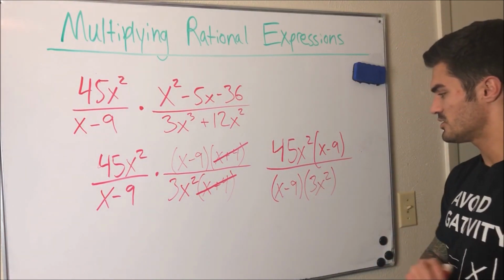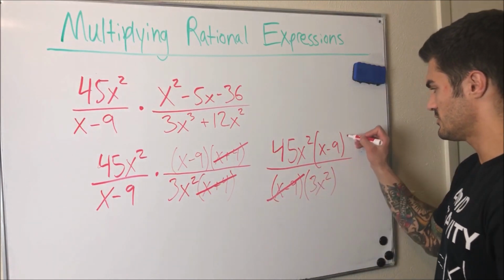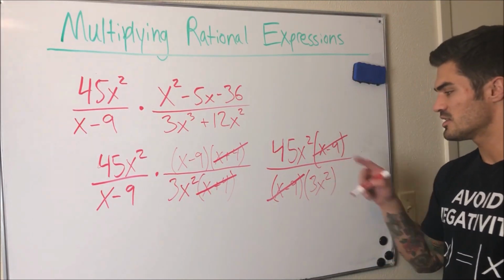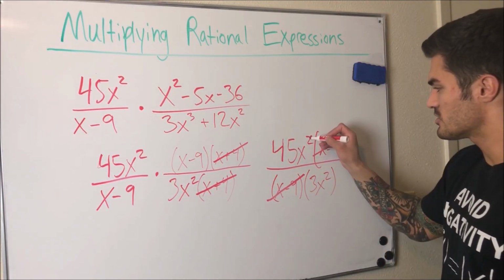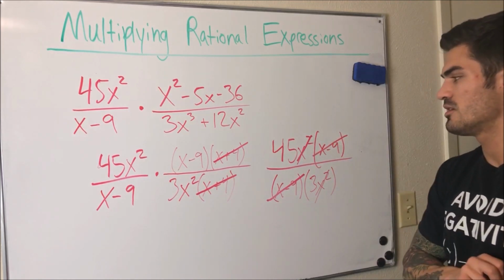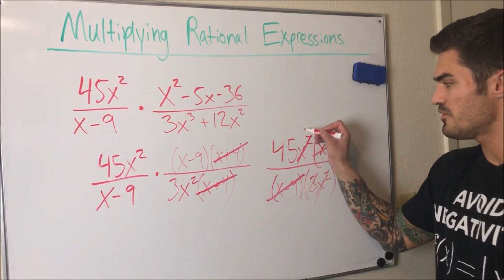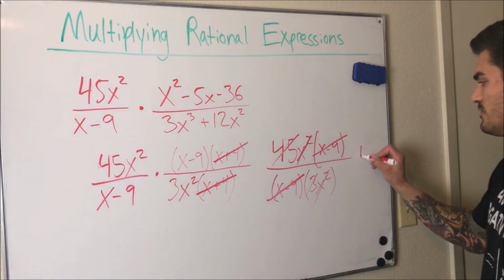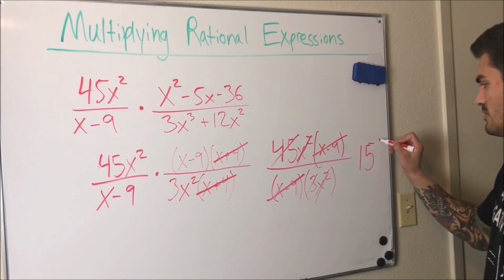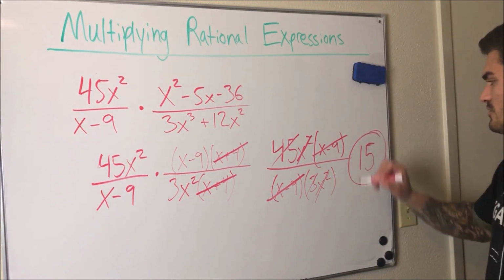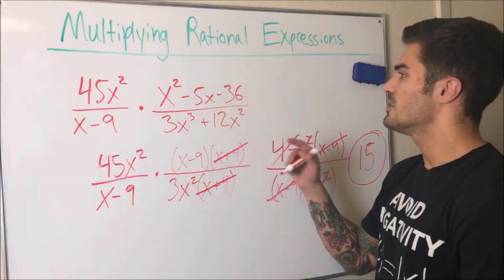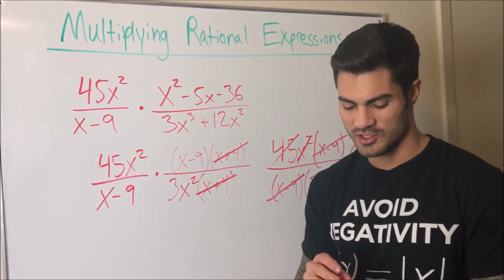So let's see what cancels. My x minus 9's cancel. X minus 9 and x minus 9. My x squareds cancel. And my 3 goes into my 45, and I'm left with 15. And that is the final reduced form of these two rational expressions being multiplied.